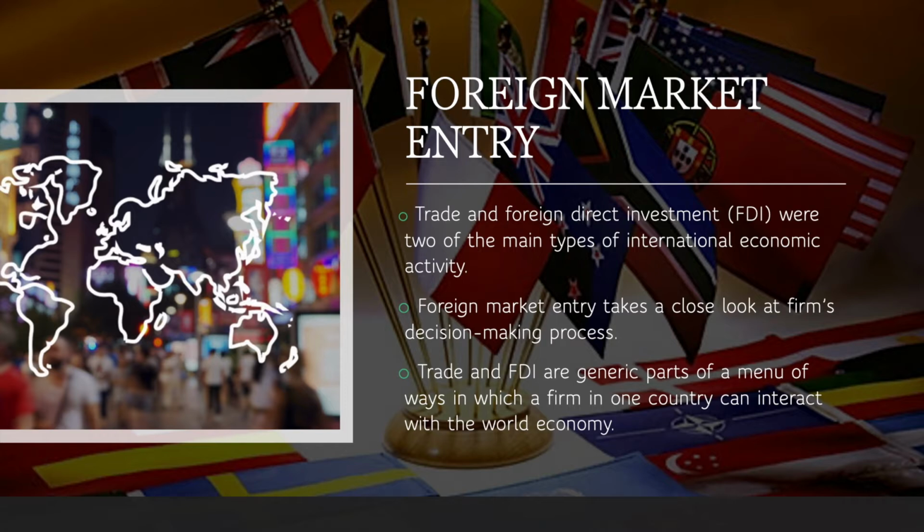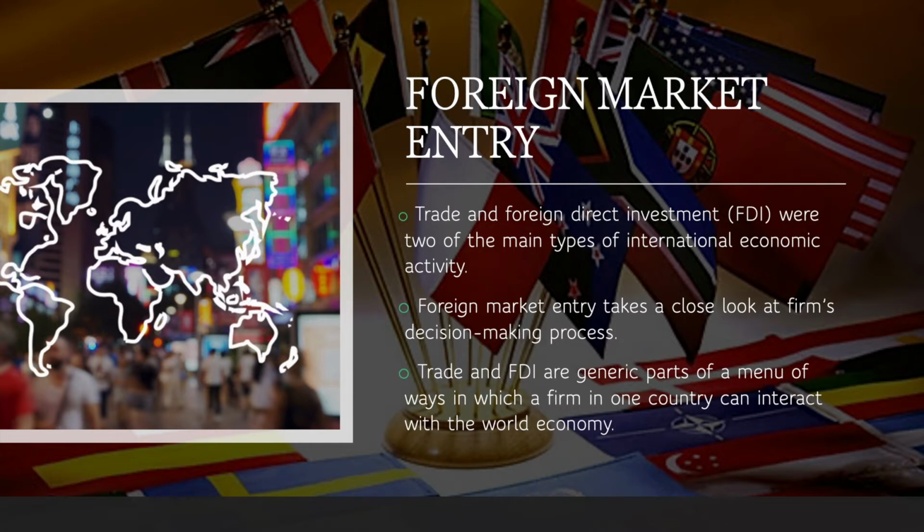In Chapter 1, we saw that trade and foreign direct investment, or FDI, were two of the main types of international economic activity. Foreign market entry takes a close look at a firm's decision-making process with regard to how it is going to supply a foreign market. As we will see, trade and FDI are two generic parts of a menu of ways in which a firm in one country can interact with the world economy.